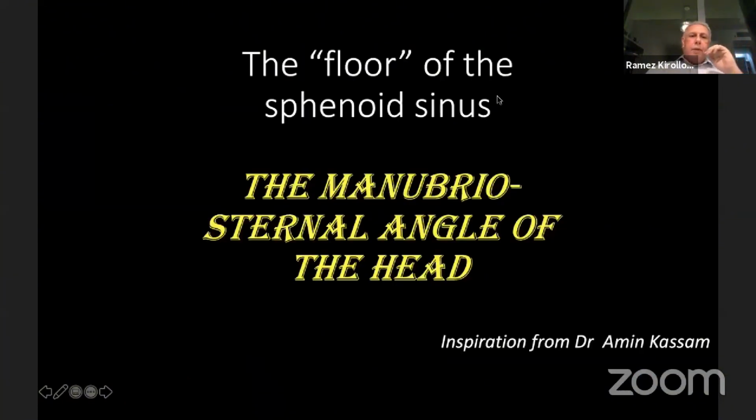So that brings us to the floor of the sphenoid sinus. You know, the manubriosternal angle is important in thoracic anatomy. There are a lot of landmarks: the trachea bifurcates, the thoracic duct emerges, the recurrent laryngeal nerve. So we use the floor of the sphenoid sinus. It's a concept inspired to us by Dr. Amin Qassam when he visited us for some courses in Cambridge.